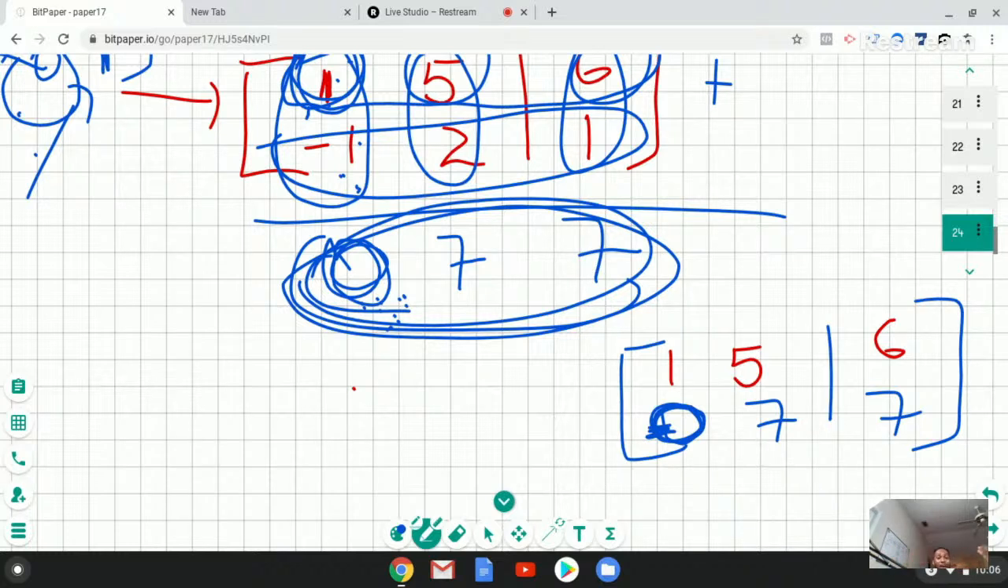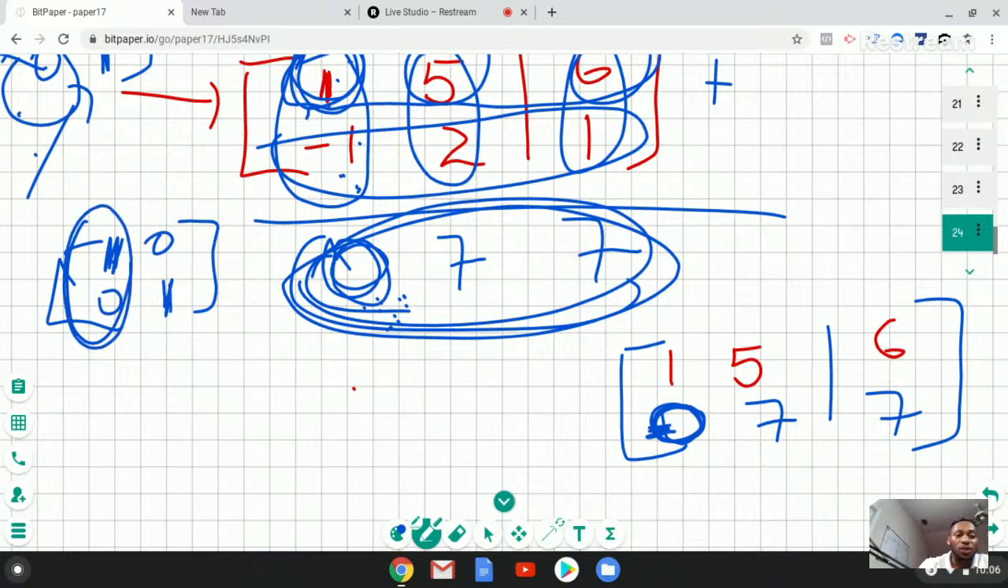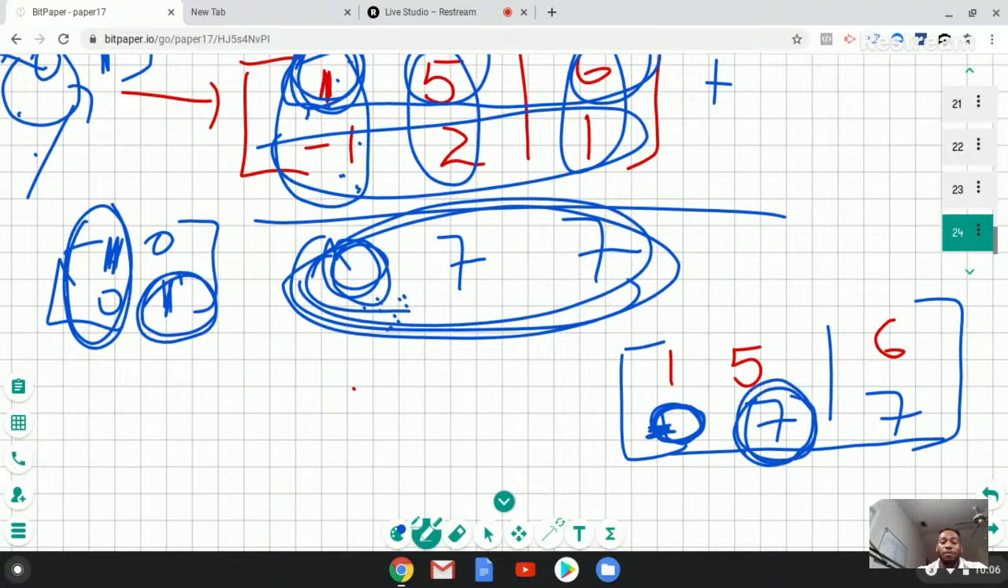So now I accomplished 2 things here already. I made this one a 1, which actually they give us that already. This one was 1. This is a 0. These 2 are gone. Well, we didn't make this a 0. So let's try to make this row 2, column 2 a 1. It's a 7 here. So right here, second row, second column is a 7. I need to make that a 1.